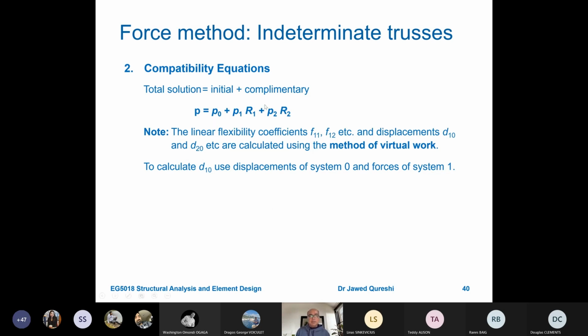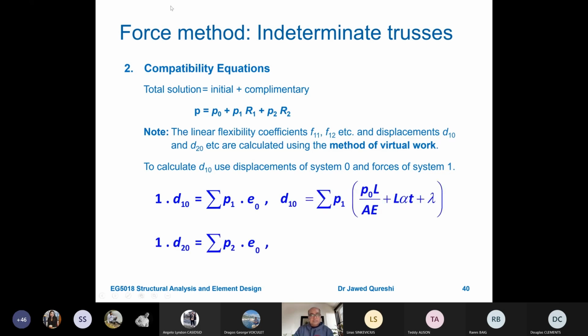The main aim of learning these problems is that we understand how much work is involved, what happens in the background, and how we implement different procedures so that we can work out the member forces. Okay, then we have these compatibility equations. Then D20 is going to be with this equation that we covered a bit earlier.